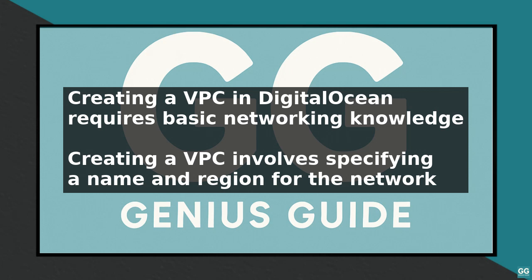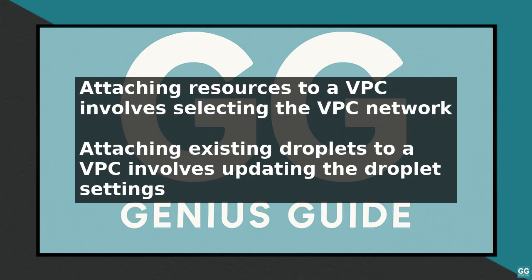Log into your account and navigate to the VPC section. Click on Create a VPC and choose a name for your VPC network. You also need to specify the region where your VPC will be located. DigitalOcean allows you to create multiple VPCs in different regions, so choose the one that best suits your needs. Once your VPC is created, you can start attaching resources to it.